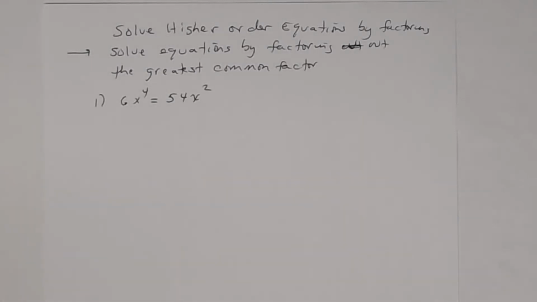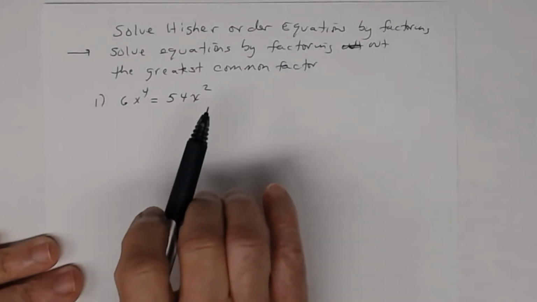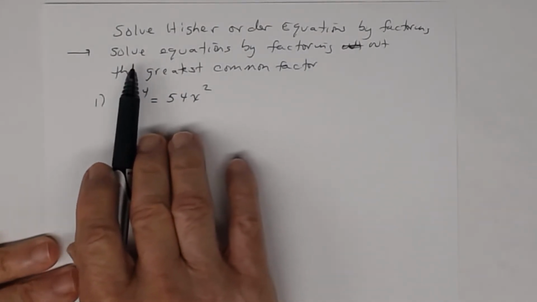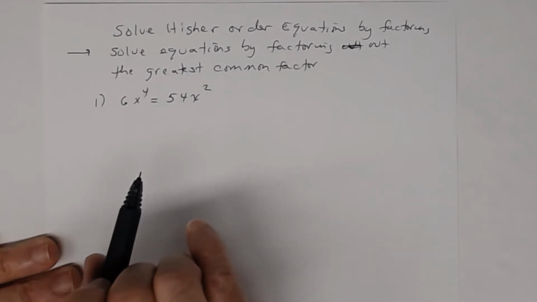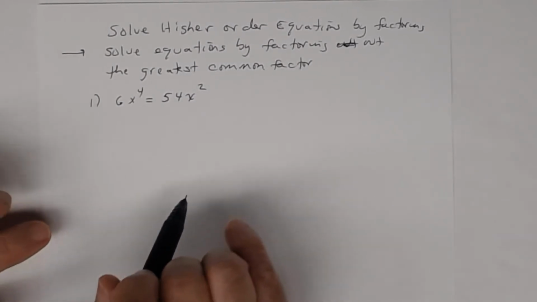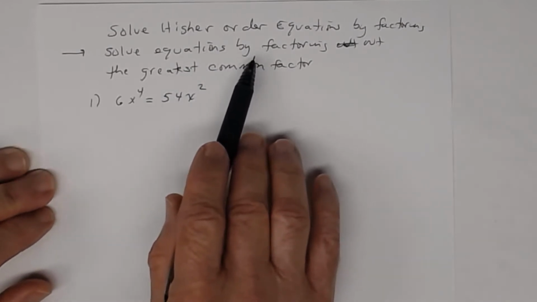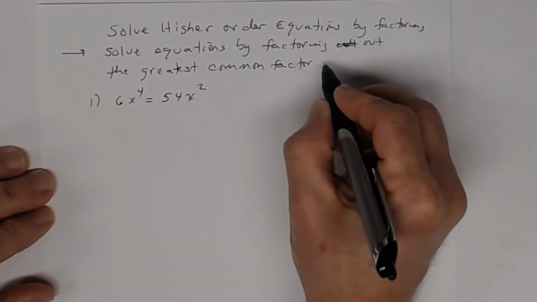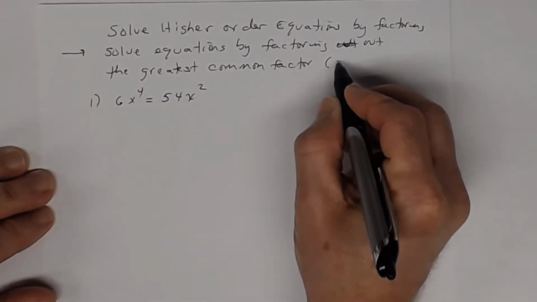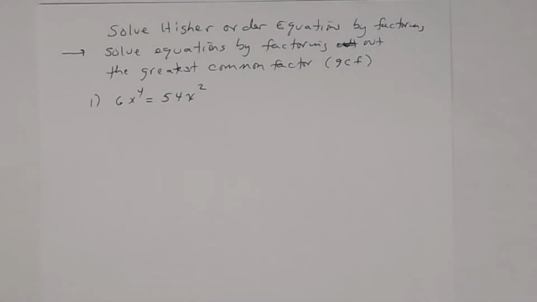In this lesson, we're going to look at solving higher order equations by factoring. And in this particular case, we're going to solve equations by factoring out the greatest common factor. So the type of problems you're going to see here will involve the following. And remember, the greatest common factor, another word that you see with it is GCF. So GCF, greatest common factor.